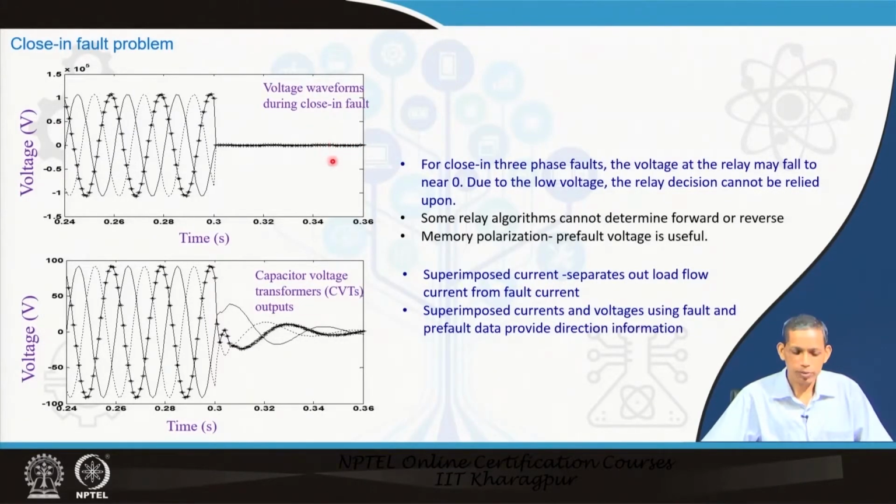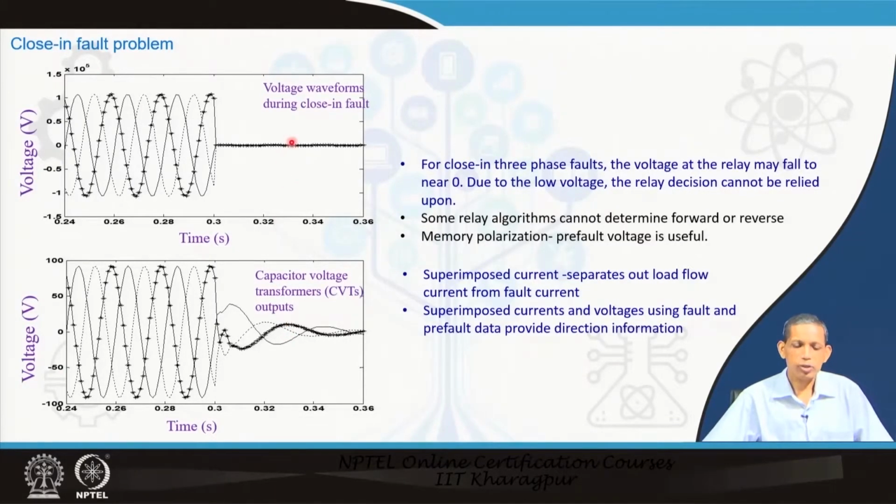However, if the corresponding system is at a high voltage level, then as usual there will be capacitor voltage transformers, and the output of the capacitor voltage transformer for this step jump in voltage will go through a subsidence transient, and their response will be like this. Note that this voltage should represent this voltage. So, this is also erroneous. With this kind of input, if the relay goes for a decision, that will be erroneous.